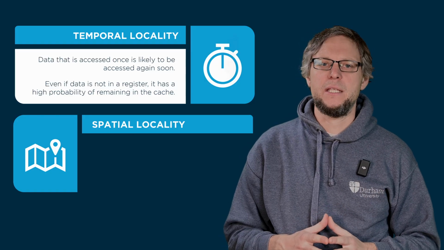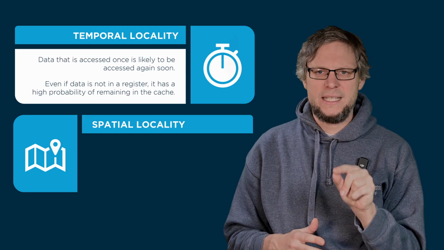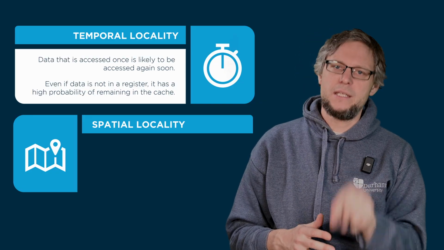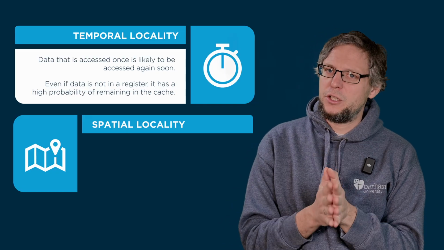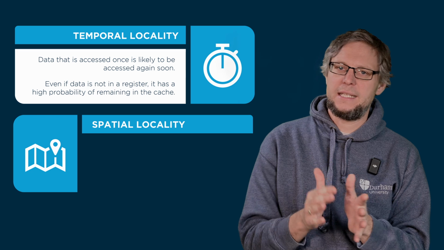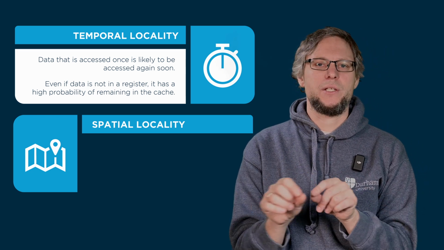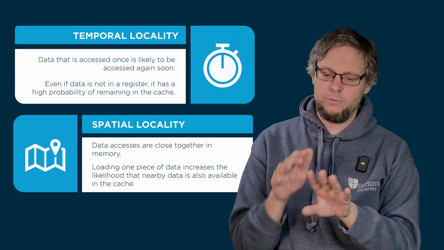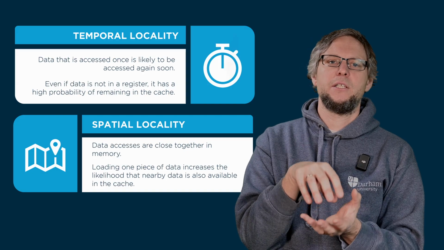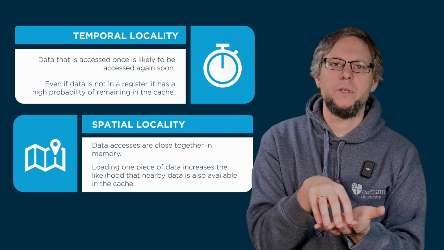Temporal locality means that whenever we work with a piece of data, the probability is high that we will soon need this piece of data again. So, even if that data are not in registers anymore, when we need it next, there's a high probability that it is at least in the caches. Spatial locality means that whenever we load one piece of data, the probability is high that we next need data close by in main memory.